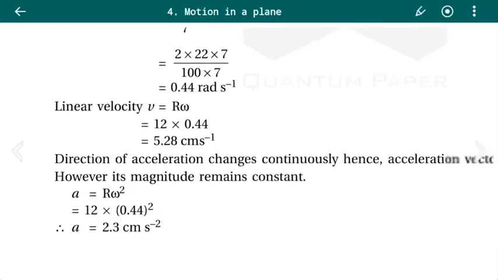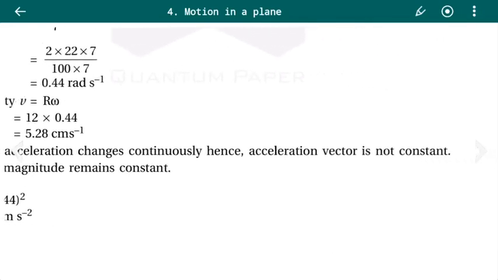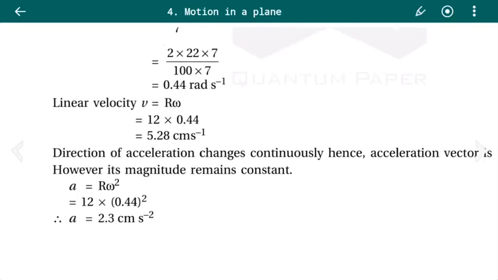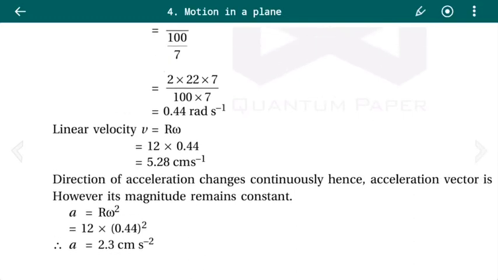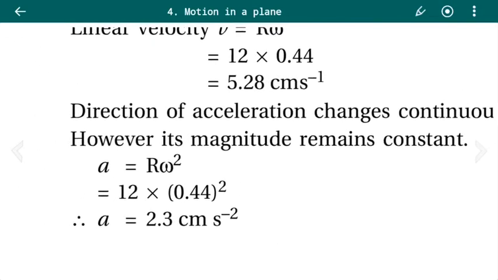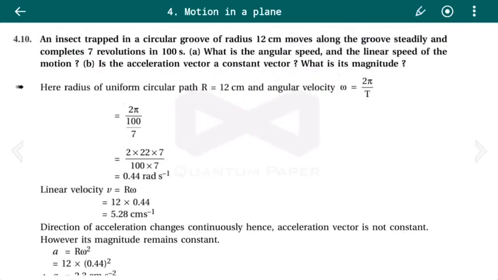Then direction of the acceleration changes continuously. Hence, acceleration vector is not constant. However, its magnitude remains constant. A is equals to r omega square. Here r is equals to 12 and omega is 0.44, so its square, and calculating this we get the value a is equals to 2.3 centimeter per second square. So students, you may note down this numerical.